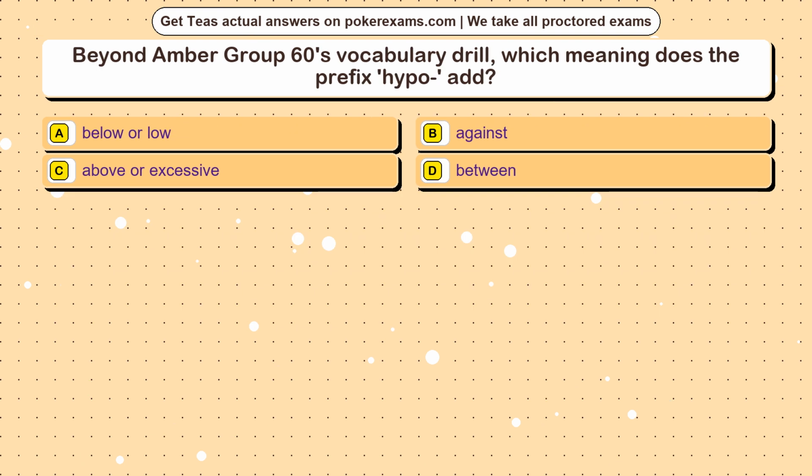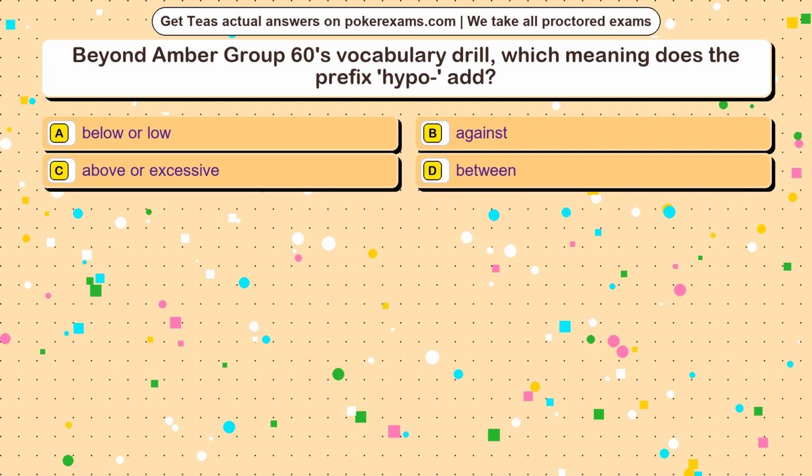Question 25. Beyond Amber Group 60's vocabulary drill, which meaning does the prefix hypo add? Option A, below or low. Option B, against. Option C, above or excessive. Option D, between.